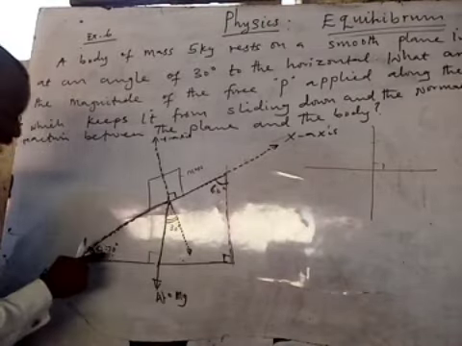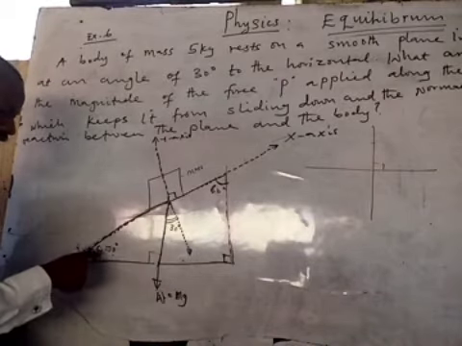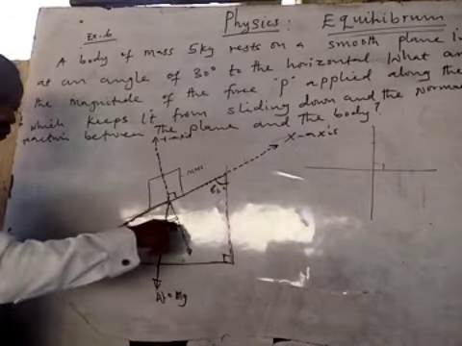So if this angle here is 30, the angle here should be what? 30. If this angle here is theta, the angle here should be what? Should be theta.